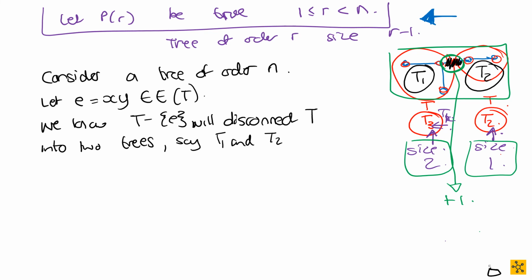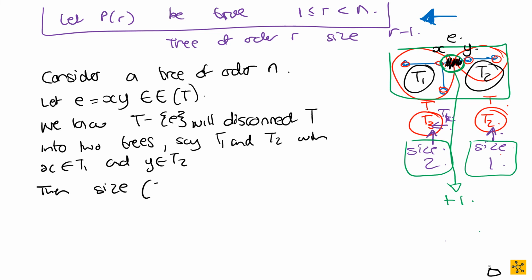But what we're going to do is, obviously when we remove E, and say E was between X and Y, so that was E, X will be in one of those trees, and Y will be in one of the other trees. So that's what we say, with X an element of T1, and Y an element of T2. Then we're going to build up the size of the original tree based on the smaller trees, the subgraphs. So then the size of T is equal to the size of your one tree plus the size of your other tree plus the edge that you removed.